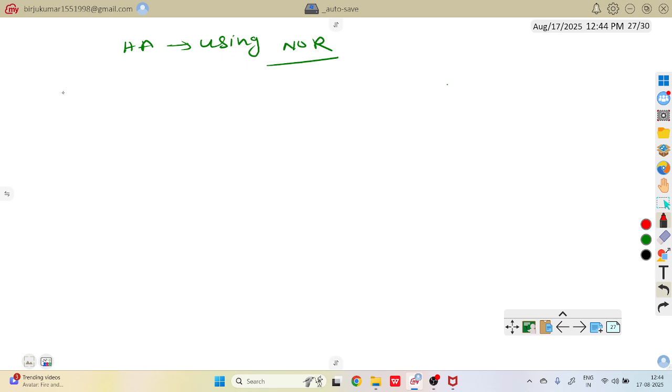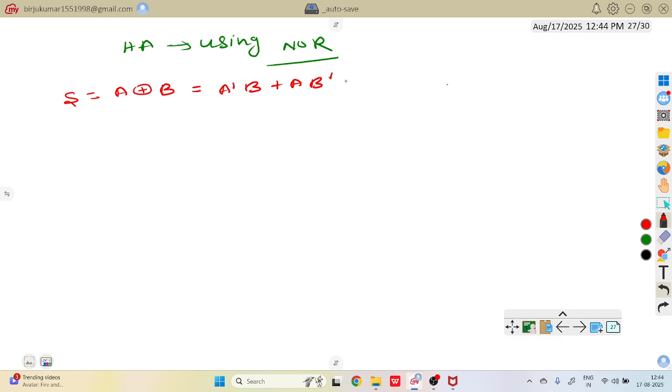This expression I already explained: as per the sum, that is A XOR B. How can you write this expression? A complement B plus A into B bar. If you design the half adder using the NAND gate, it is easy, but using the NOR gate it will be a little bit difficult.